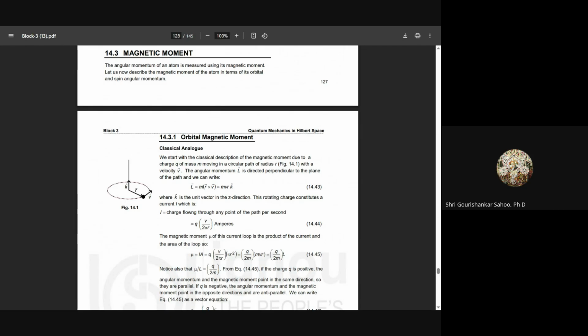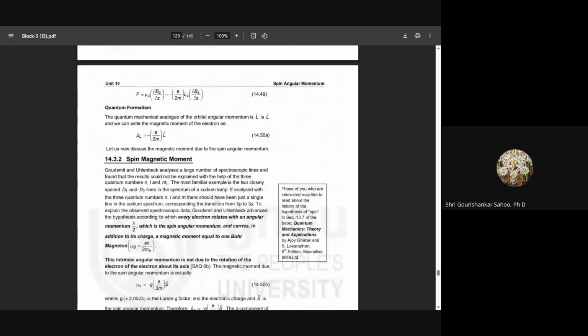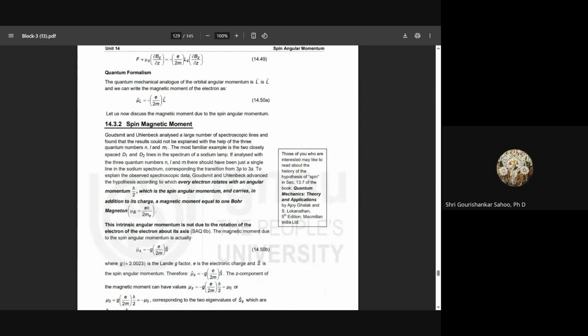So classically, L vector is equal to m r cross v, which is equal to mrv k cap. But quantum mechanically, your mu L cap is equal to minus e by twice m L cap. So it is completely different, and it is also quantized. And spin magnetic moment, you can see, is also different from the classical picture.